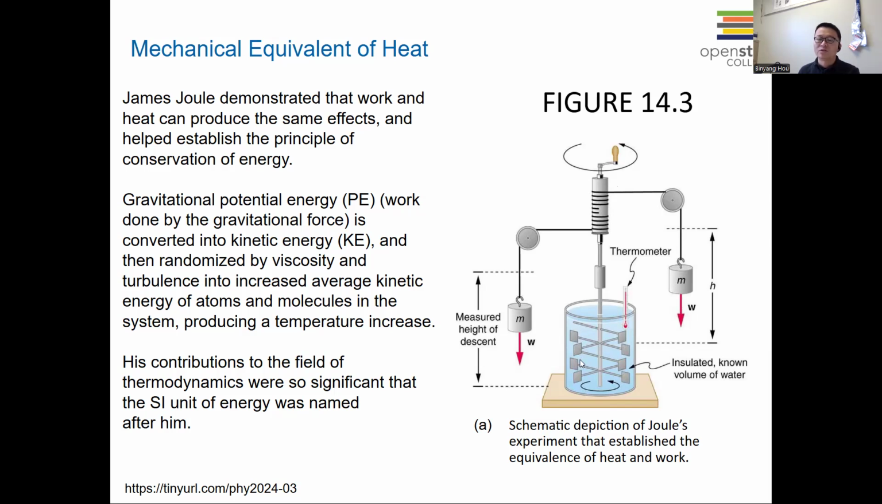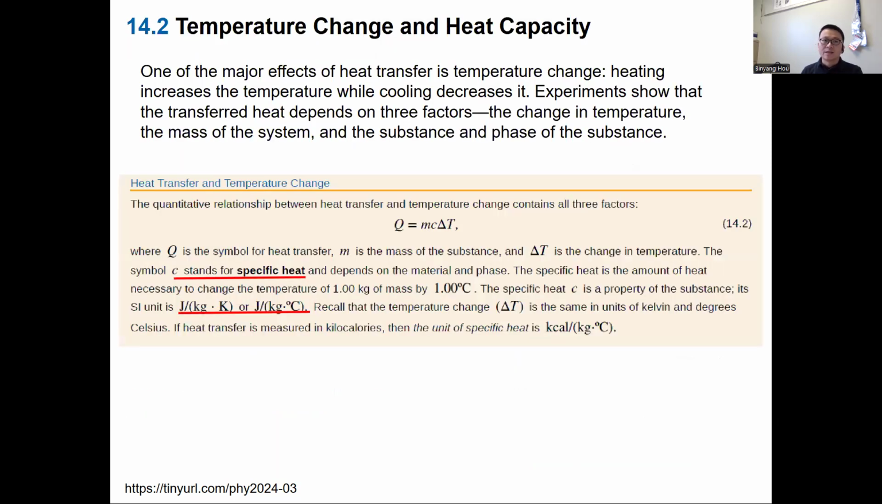You can calculate how much energy is transferred into this system, which is the heat needed to increase the temperature of this liquid. It turns out the heat that is needed to increase the temperature of the liquid here is equal to the gravitational potential energy change of these two weights. So in that experiment, the mechanical energy equivalent to heat is being demonstrated.